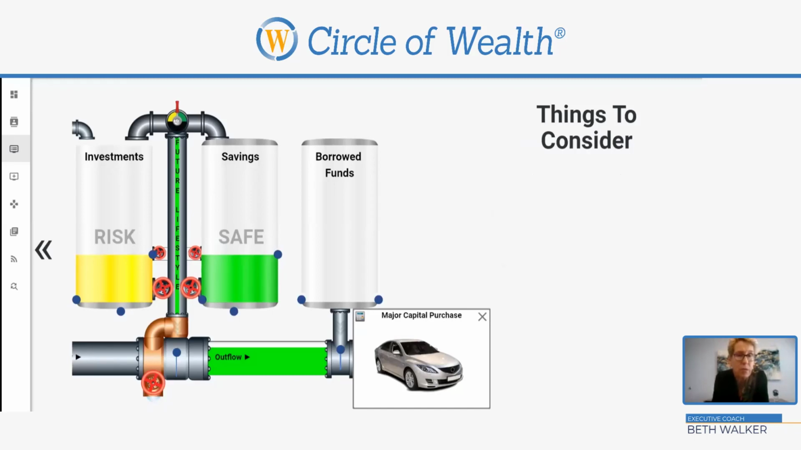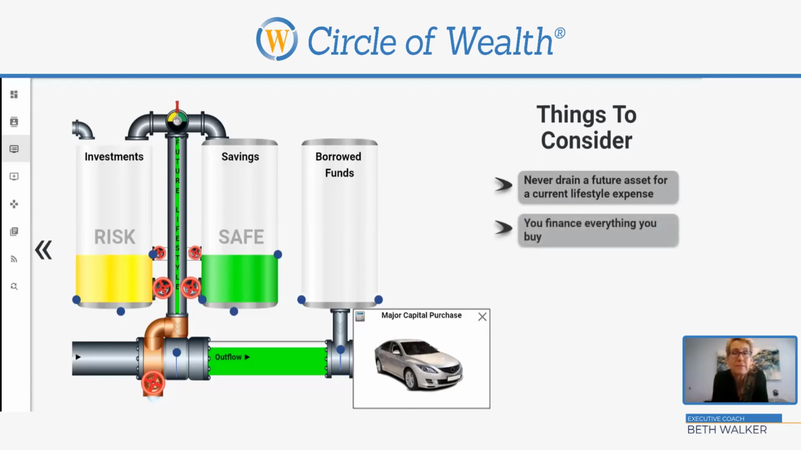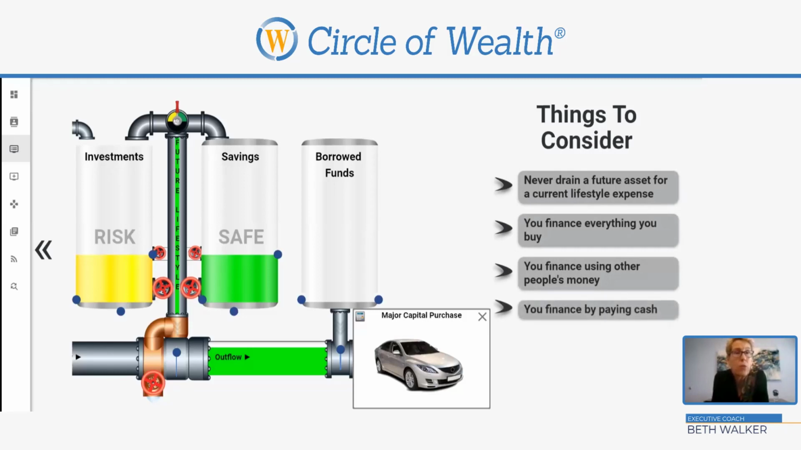So the things to consider, and these are the principles, and this is the language that drives home how the personal economic model works. Our principle, our philosophy is that we never drain a future asset for a current lifestyle expense. That we finance everything we buy. I mean, this goes back to Nelson Nash. We either use other people's money over time, or we pay cash and self-finance, oftentimes forgetting about the opportunity cost. That's just one of the 101s.